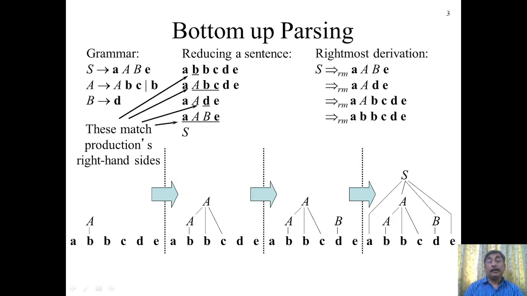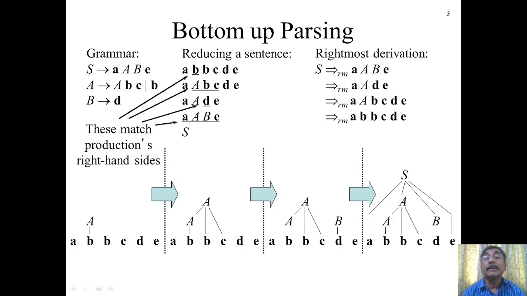Now let us look at this particular rightmost derivation of a particular sentence, a, b, b, c, d, e. Now you see that from S, using a rightmost derivation, I get small a, capital B, small e. Now what is the rightmost non-terminal here? Capital B. So I have to replace capital B using some rule. There is only one rule. So I replace capital B by d and I get the second sentential form, small a, small d, small e.